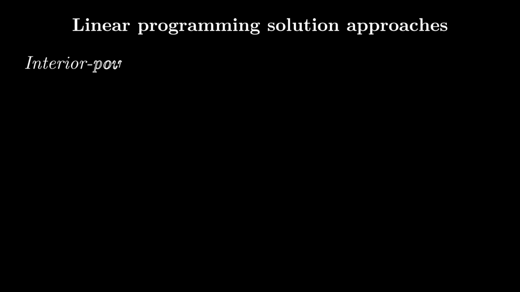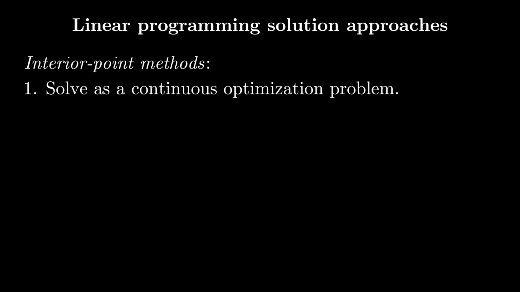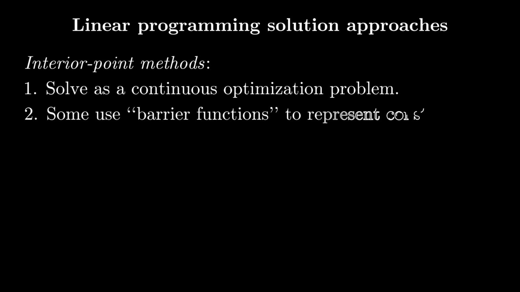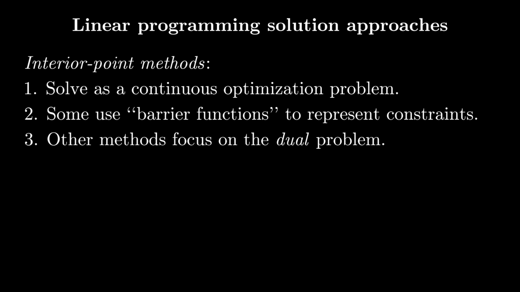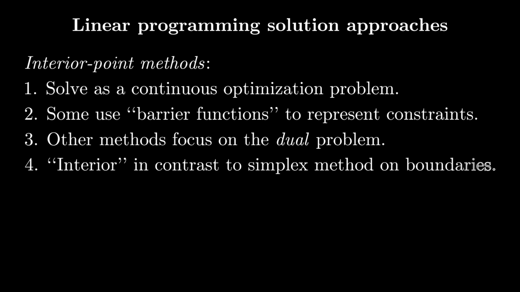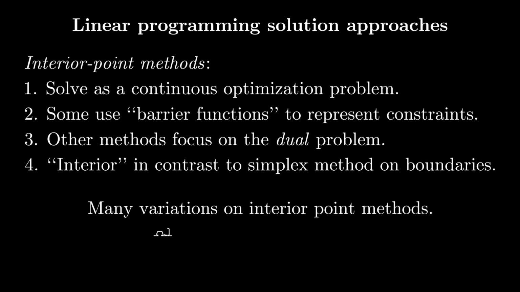There are a bunch of other approaches that fall into the category of interior point methods. Interior point just refers to the idea that it doesn't stick to the boundaries of the convex polytope. Different approaches take different strategies. Some create things called barrier functions in order to represent the constraints, and others focus on the dual problem instead. And there are various hybrid approaches as well, and in fact this is an active area of research.